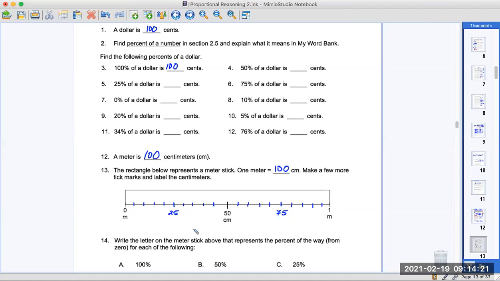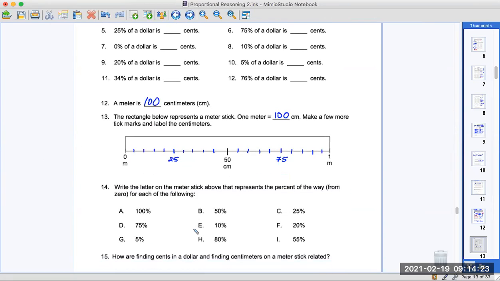Everybody see that? Now your job is to figure out where would be 100%, and you would put the letter A above that. Well, 100% is the whole thing. So that's easy, hopefully. And you have to put these letters onto your measuring stick where you think the percent is, yeah? So remember, 50% is already half. That's easy, that's B. But all the others, you have to figure out where they go.